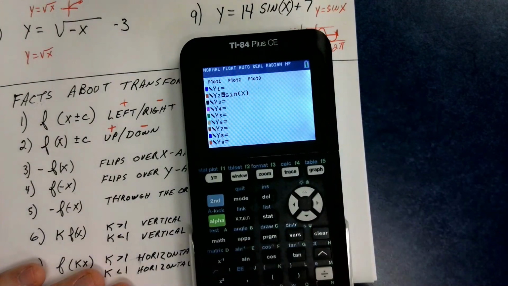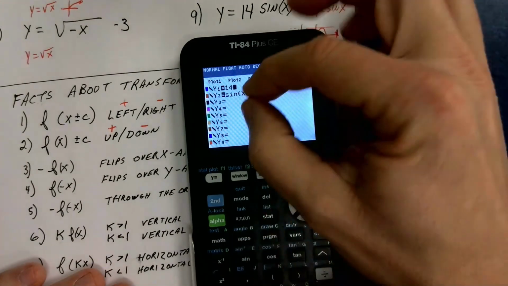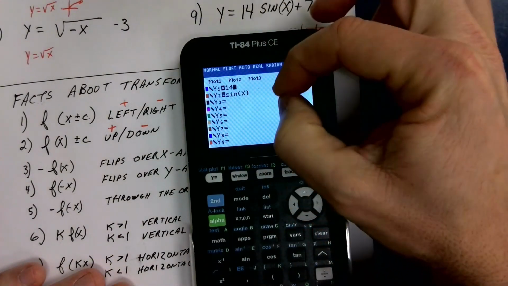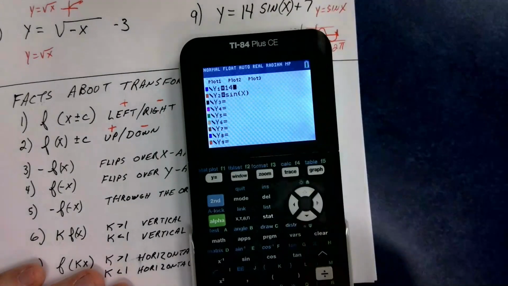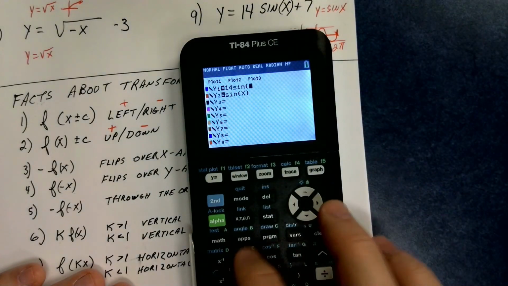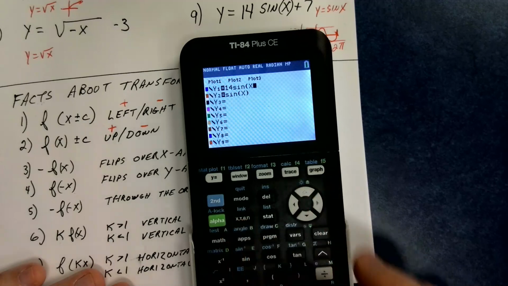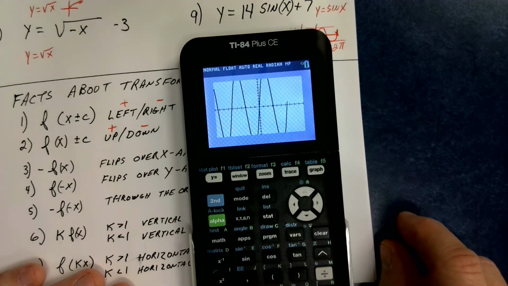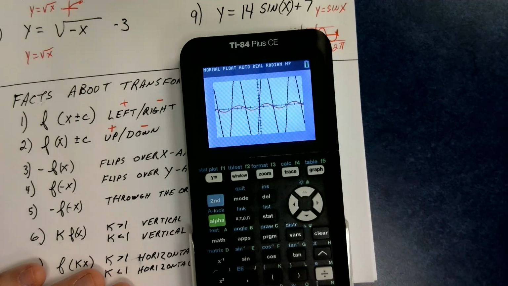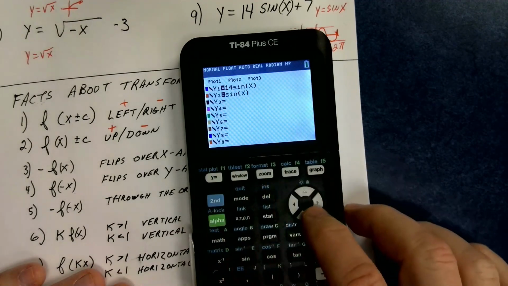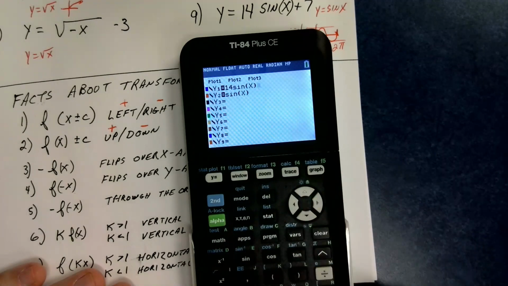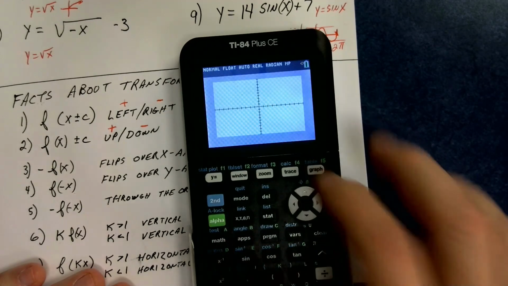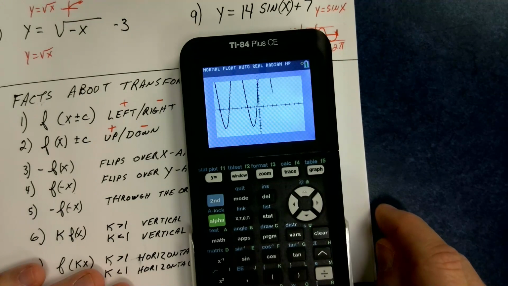So what does a 14 do in front? Well, if a number's out in front, it's supposed to be a vertical stretch, right? So let's do 14 sine of x. And look at that, whoa! It really stretched it way up big. That is quite a vertical stretch. Okay. So then if I did the final thing, 14 sine x plus 7, you can see that it starts way up high, and a lot of it goes off the screen.